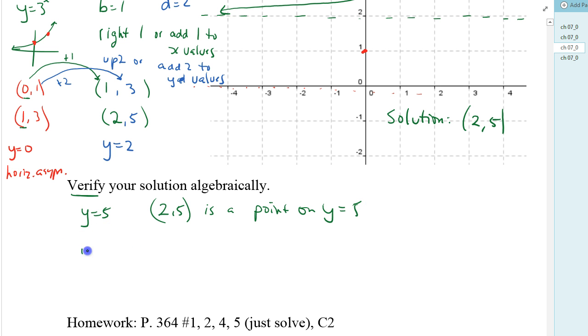And what about our y is equal to 3 to the power of x minus 1 plus 2? So if I put in an x of 2, do I get a 5 for y? So I'll put a 5 here is equal to 3 to the power of 2 minus 1 plus 2. So when x is 2, do I get a 5 for my y value? Okay, and it is true because 5 is equal to 3 to the power of 1 plus 2. So that is true, 5 is equal to 5.